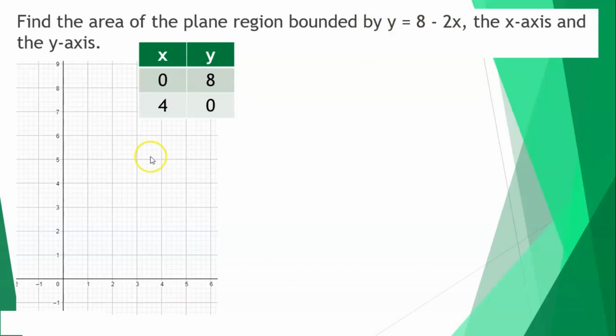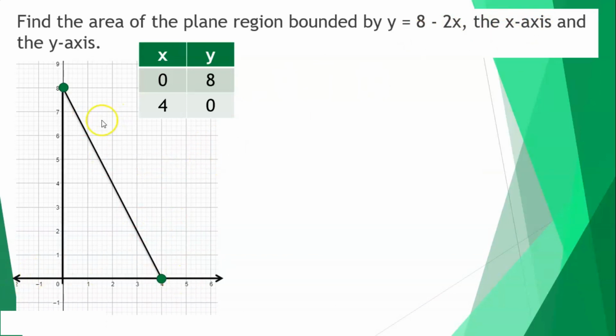So sketching this in the Cartesian plane, we will get this. So we have 8 and 4, so connect it with a line, since it's linear. Then we have here the x-axis, and we have here the y-axis. So what's the area of this region?